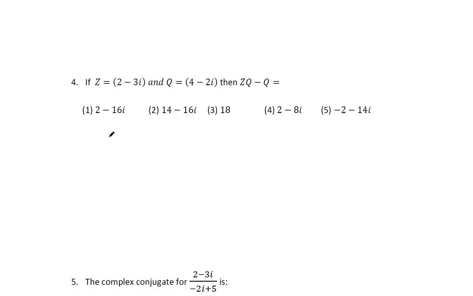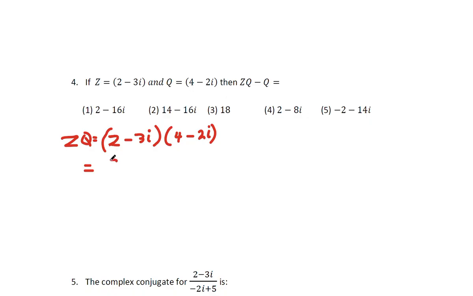Okay? So to evaluate a complex number like this, we're going to say, okay, 2 minus 3i. This will be zq. 2 minus 3i multiplied by 4 minus 2i. This is going to give me zq, and then we're going to subtract q from that value. So we're going to multiply 2 here by both terms in the second bracket, and then negative 3i by both terms in the second bracket.